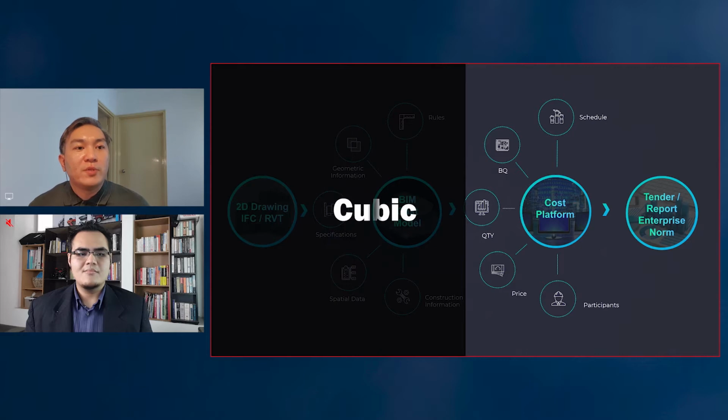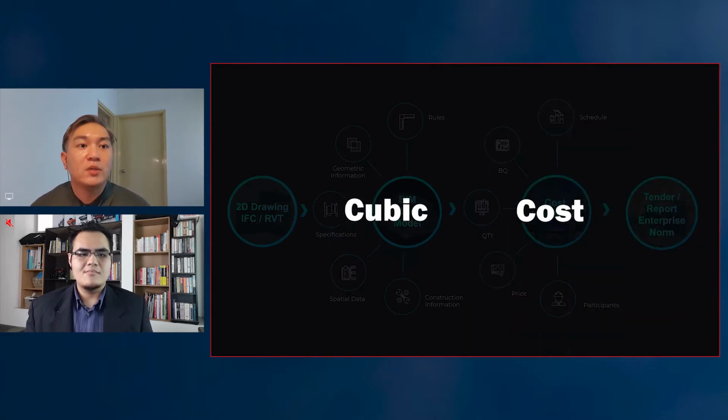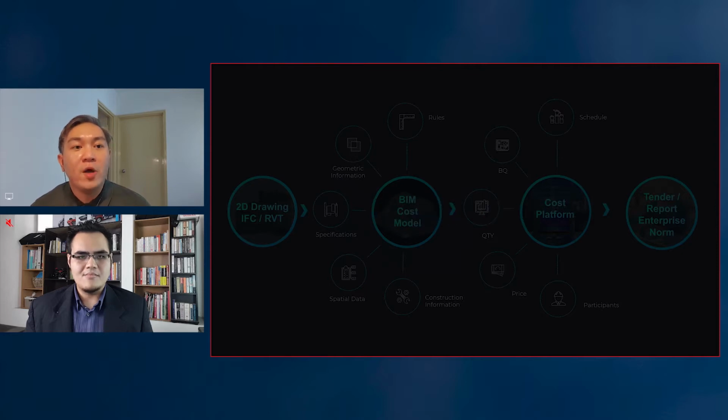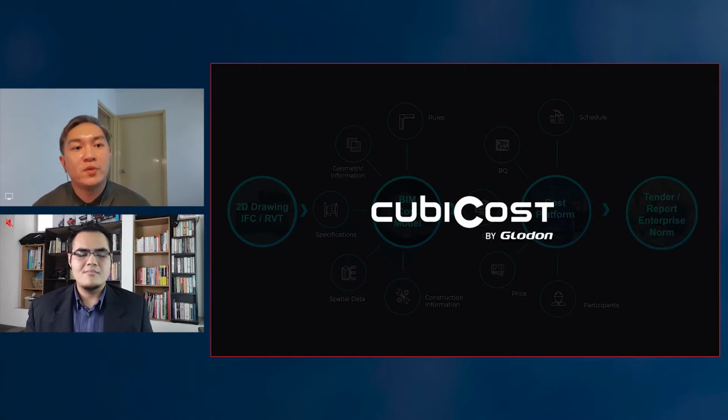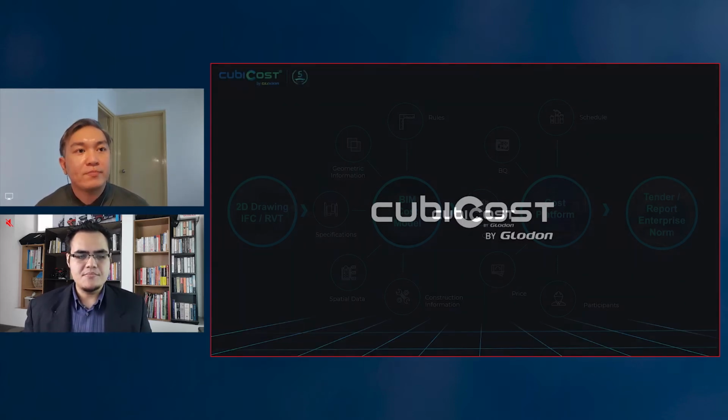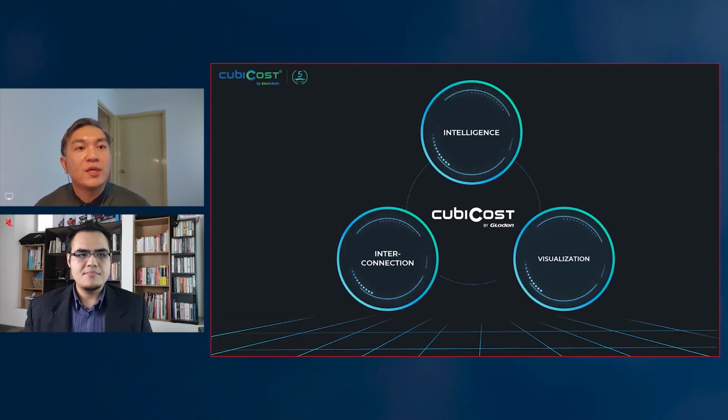So Cubic represents our BIM modeling platform and cost represents our digital cost management platform. By combining these two platforms together, Cubicost helps to realize the interconnection of quantity and cost. These are the three key characteristics of all our Cubicost products: intelligence, visualization, and interconnection.